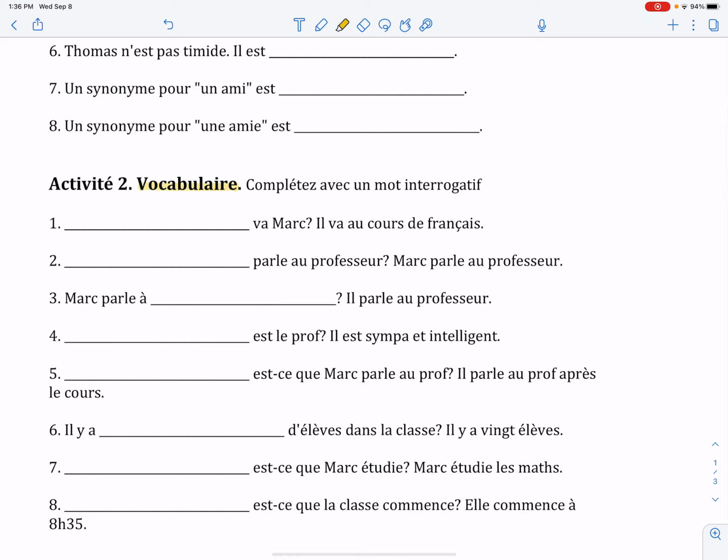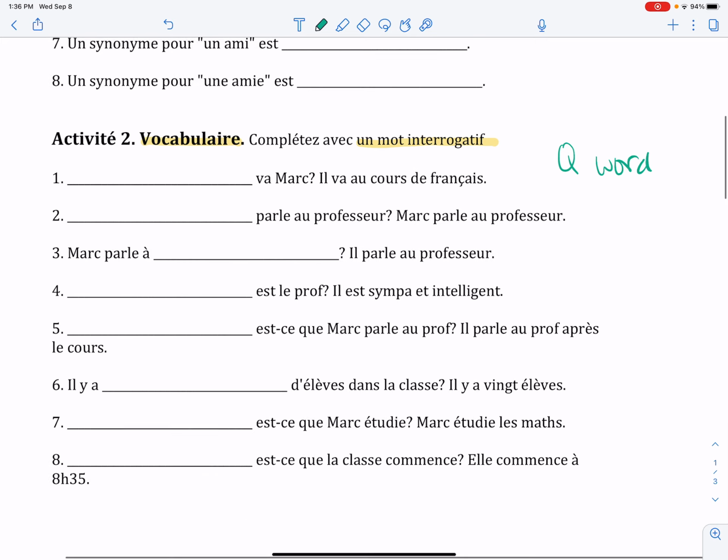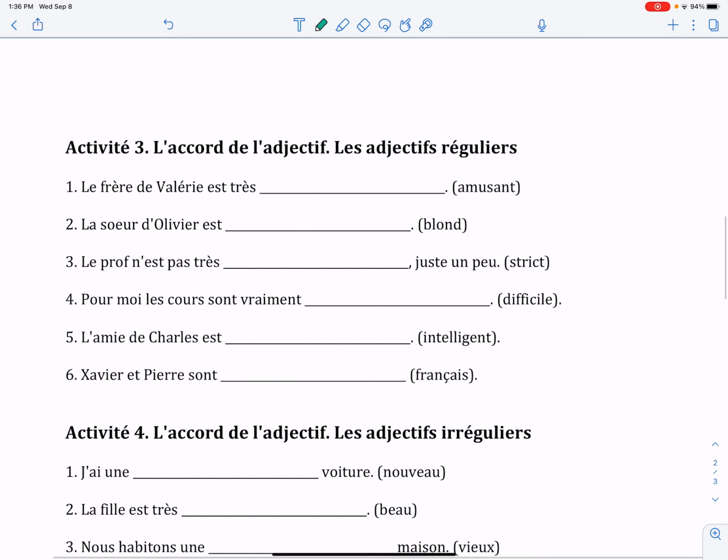Activity 2 is also vocabulary, but it says compléter avec un mot interrogatif, complete with a question word. So you use the question word part of your vocab sheet. And then activity 3, we've got l'accord de l'adjectif, adjective agreement. Les adjectifs réguliers, regular adjectives. So we have some that end in a consonant. We have some that end in a vowel. We've got one ending in an S as your final consonant. So you'll complete those 3 activities, submit that, and you'll be all set.